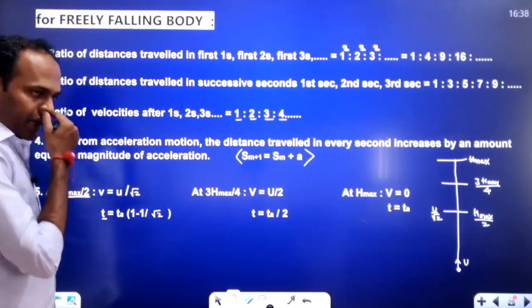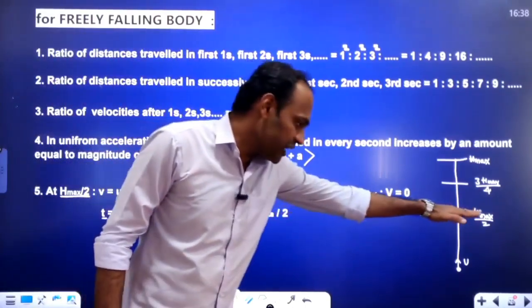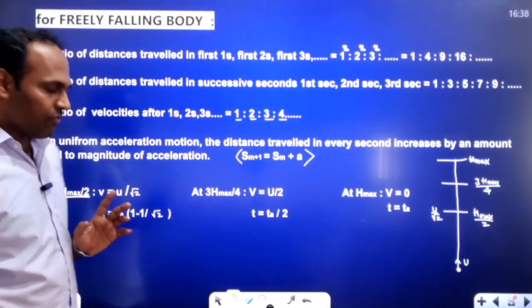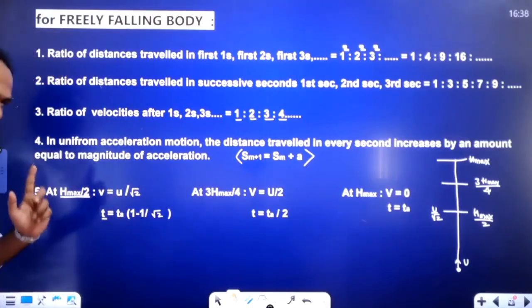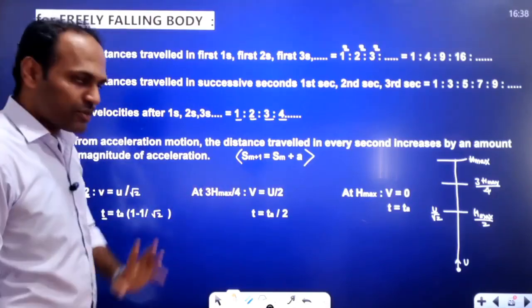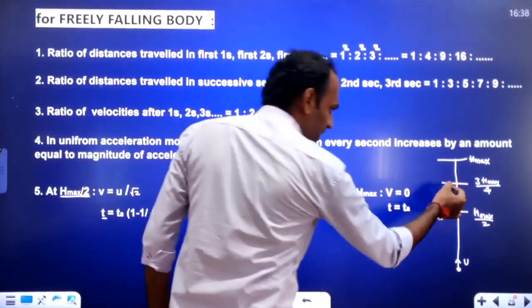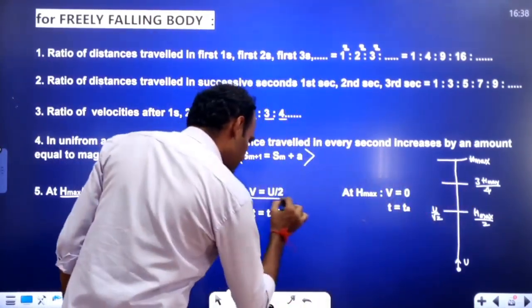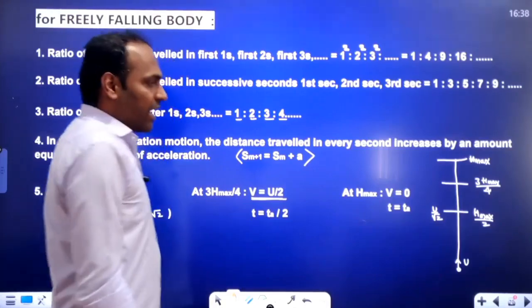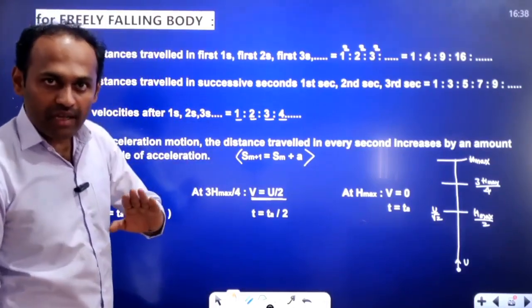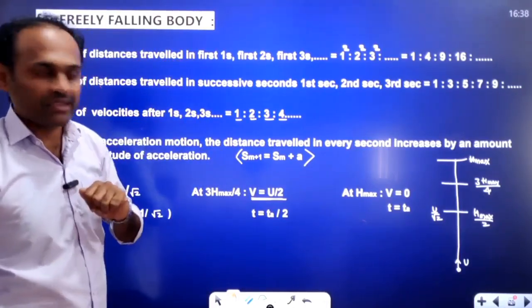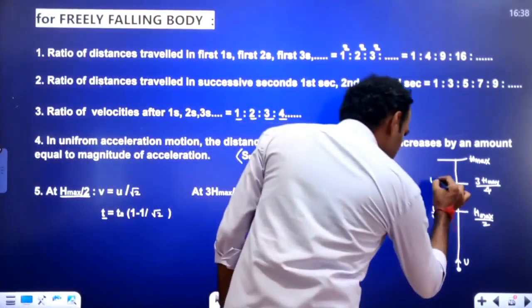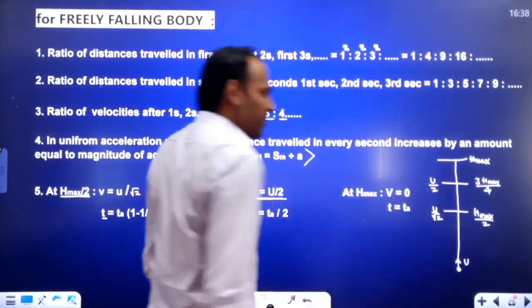This much will be the time taken to reach h max by 2. The time taken to reach h max by 2 will be the time of ascent into the bracket 1 minus 1 by root 2. Now, at 3 h max by 4, here the velocity becomes half. At half height the velocity is not half, but at 3/4 height the velocity is half. So here the velocity will be u by 2. Here the velocity will be u by 2.